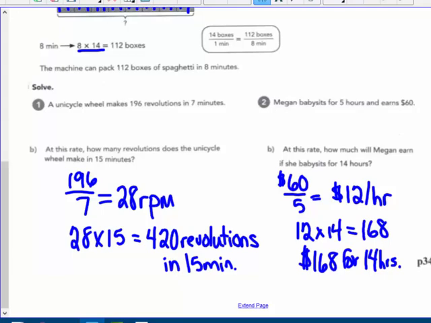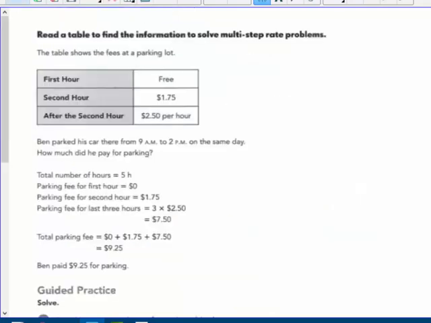On to the next page. Reading a table to find the information to solve a multi-step rate problem. The table shows the fees at a parking lot. The first hour is free. The second hour you pay $1.75. After the second hour, you pay $2.50 per hour after that second hour.